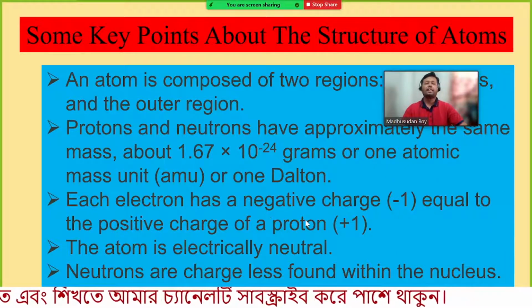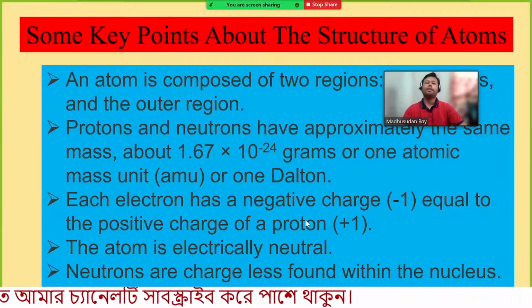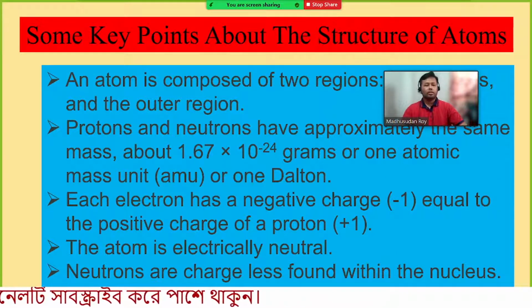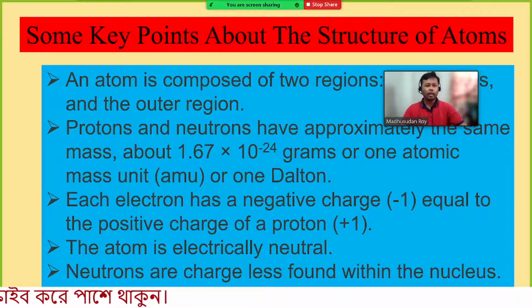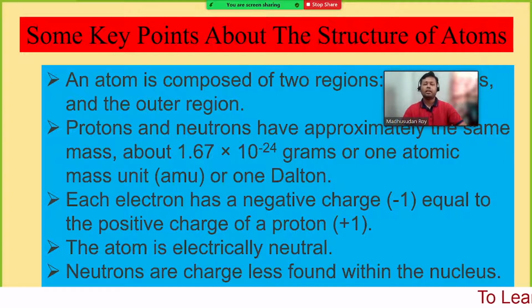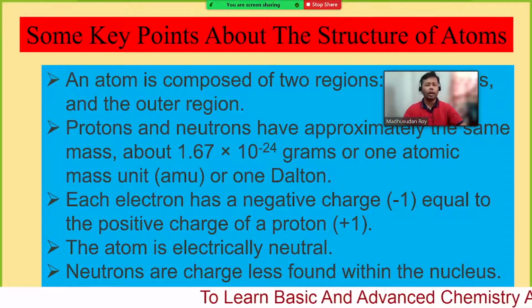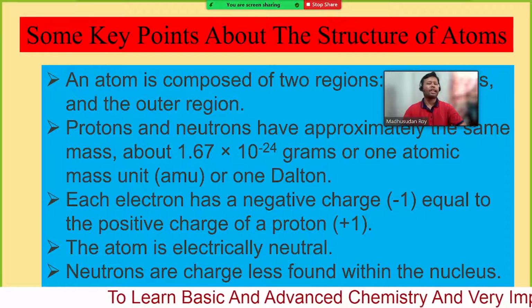Each electron has a negative charge of minus 1. Actually this is not exactly minus 1, this is a comparative value of charge. When the charge of a proton and the charge of an electron are compared, they have the same magnitude of charge. So equivalently we can consider the charge of the electron or proton as 1, either positive 1 or negative 1.